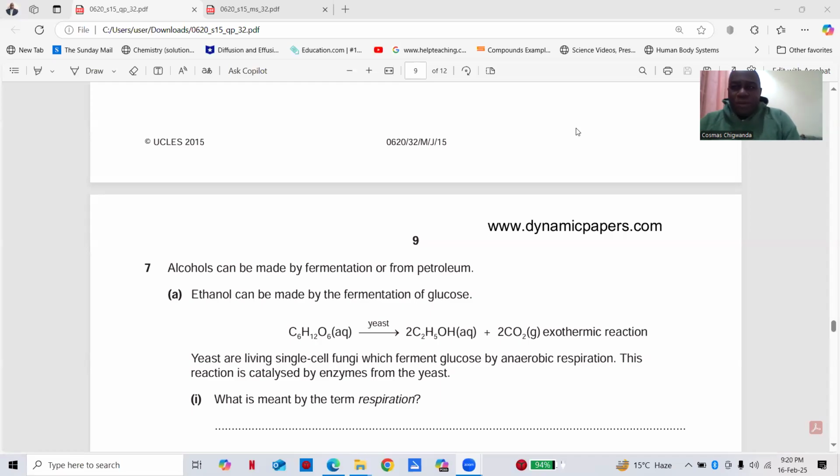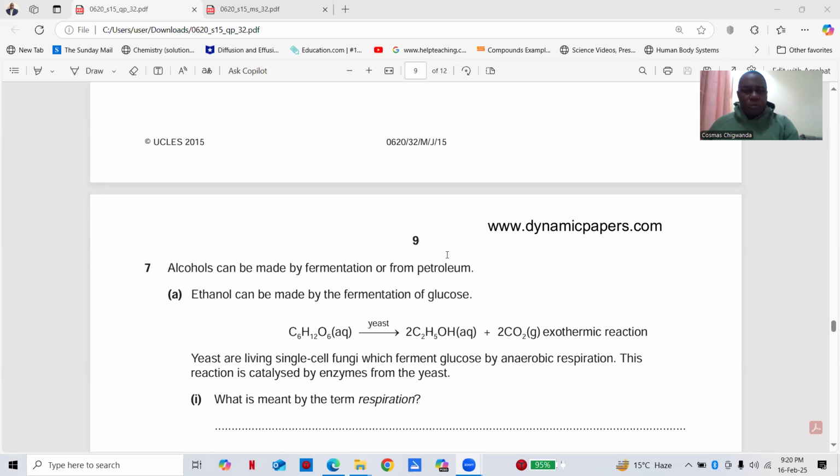Good day, students. Today we want to look at this paper, Chemistry 0620, Extended Theory. It used to be called paper 3 previously. Suppose now it's called the paper 41. I just want to look at this question which was talking about how we can make ethanol from petroleum.